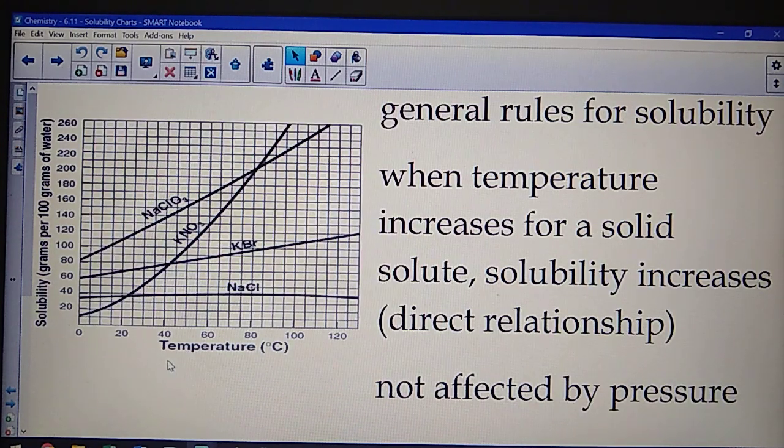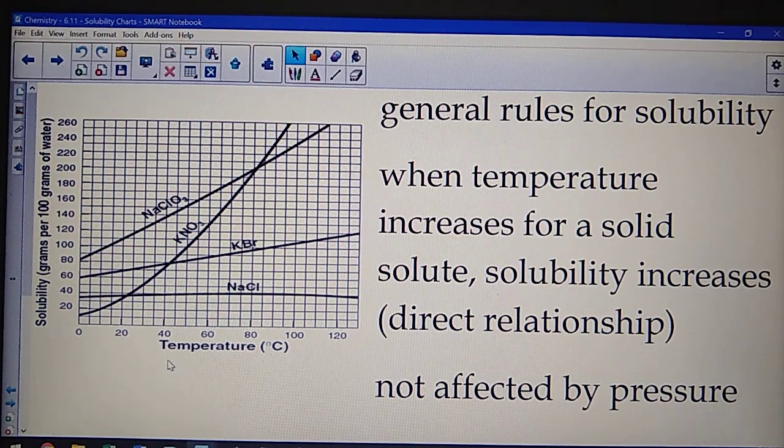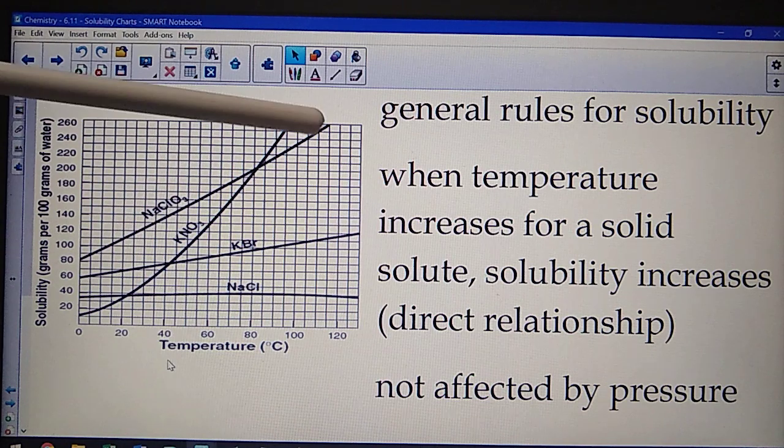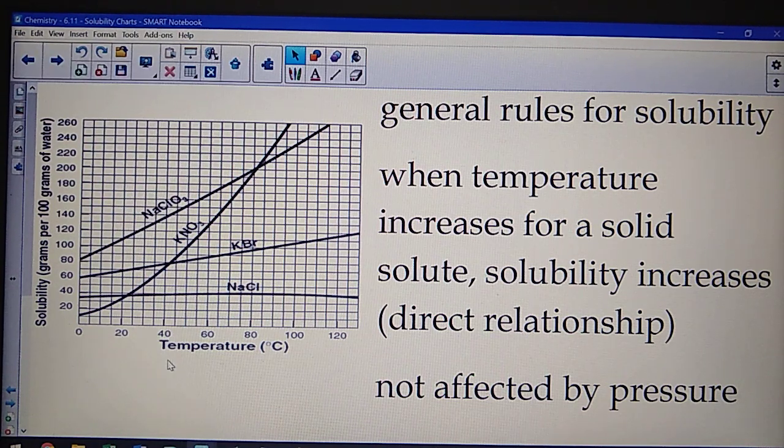Now notice though that most of these lines are heading upwards. The general rule for solubility is that when temperature increases, solubility increases. However, this is pretty much just for a solid solute. So notice here that as temperature increases, the lines tend to go up. You can dissolve more sugar in hot water than you can in cold water. It's not true for necessarily every compound, but that's in general true for almost all solids.